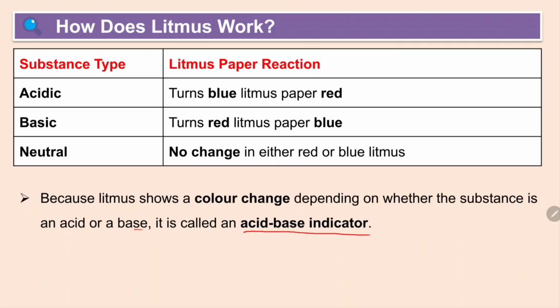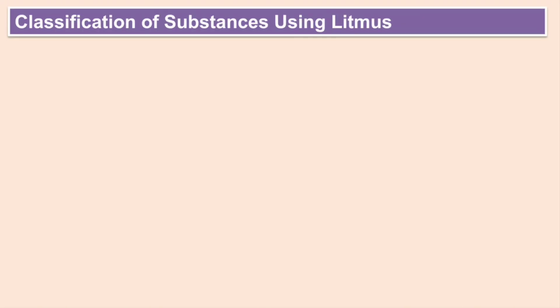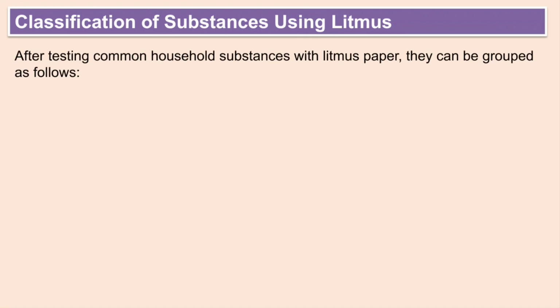So if you are asked why litmus is known as an acid base indicator, you can say litmus shows a color change depending on whether the substance is an acid or a base. So that is why it is known as an acid base indicator. Now, classification of substances using litmus. Let us see this. After testing common household substances with litmus paper, they can be grouped as follows.